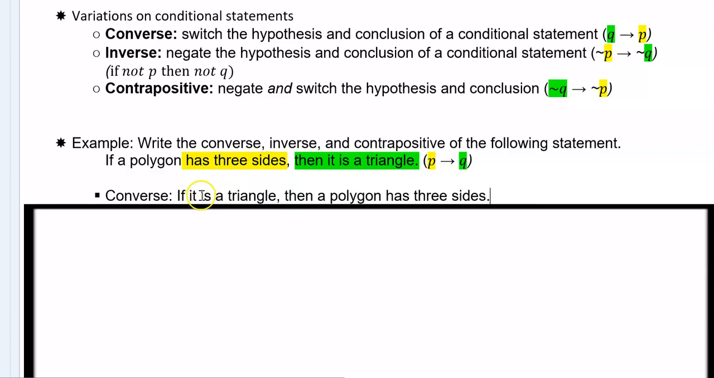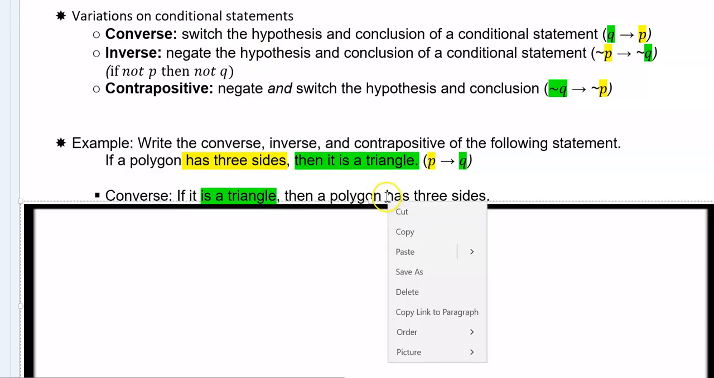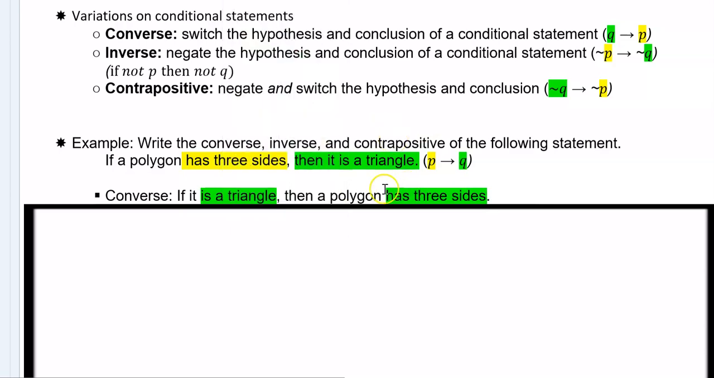So you notice that I switched the is a triangle and has 3 sides. But something about this sentence doesn't make perfect sense. It's weird in the English language to start a sentence with if it. Normally we would put a more specific noun there so that people know what your sentence is about. So what we could do is say if a polygon is a triangle, then it has 3 sides.